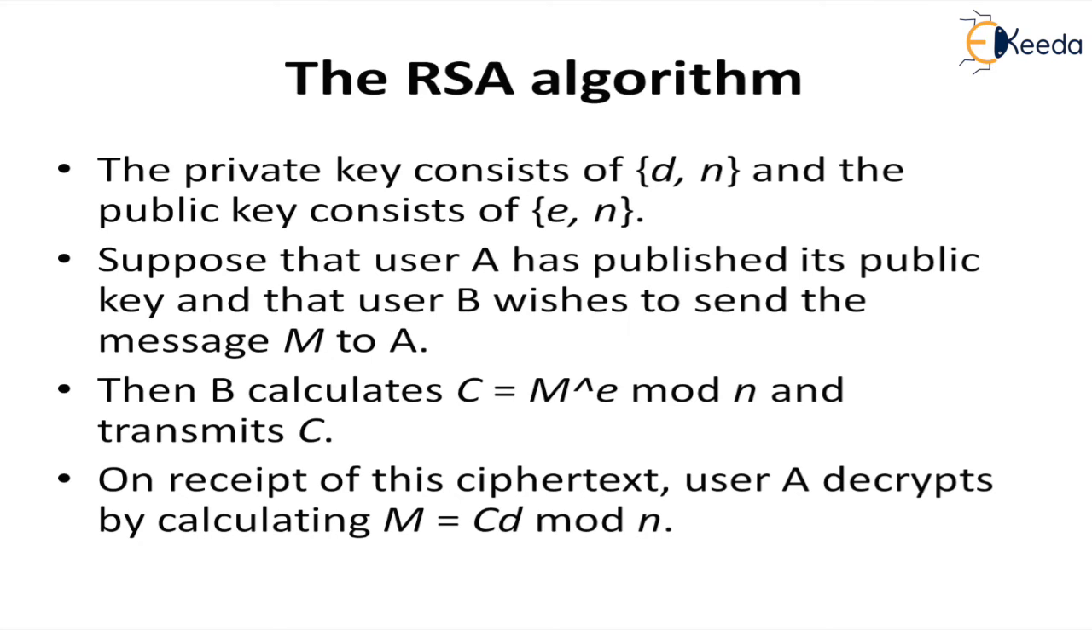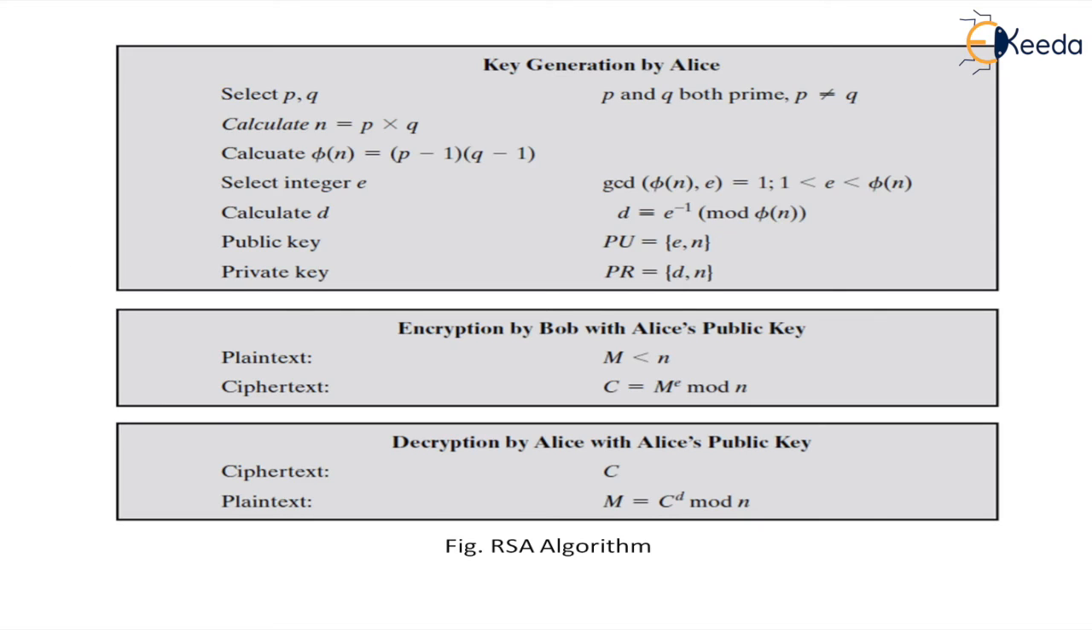Suppose that user A has published its public key and that user B wishes to send a message M to A. Then B calculates the ciphertext C equal to M raised to E mod n and transmits C. On receipt of this ciphertext, user A decrypts by calculating M equal to C raised to D mod n. So this is the generalized sequence for the RSA algorithm. We can say this is a summary of key generation by Alice, encryption by Bob with Alice's public key, and decryption by Alice with Alice's private key.